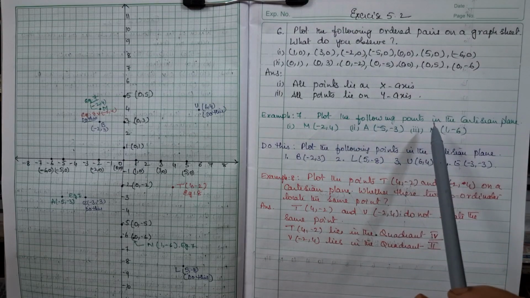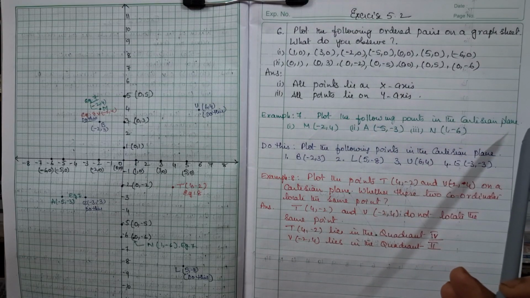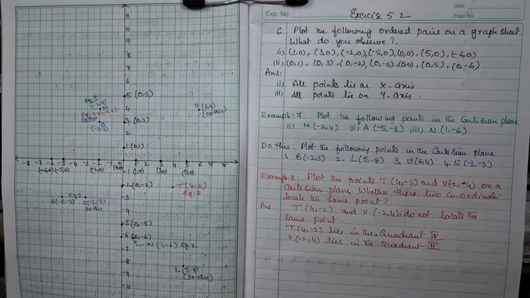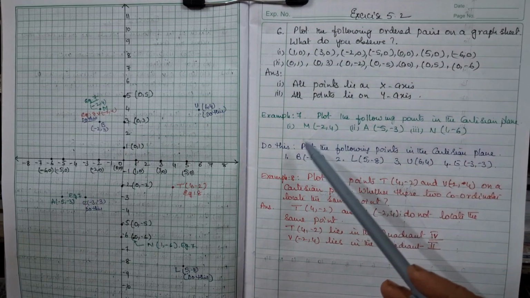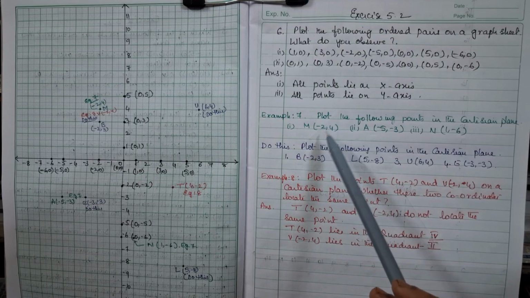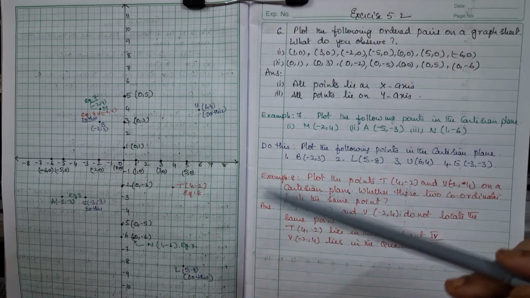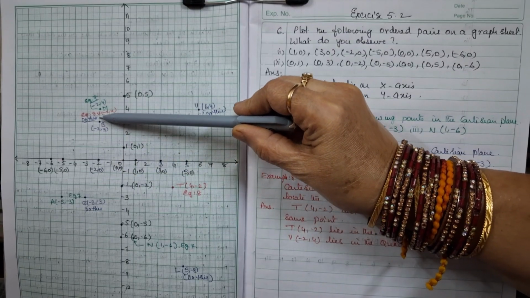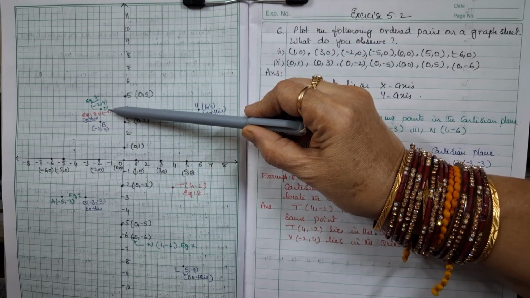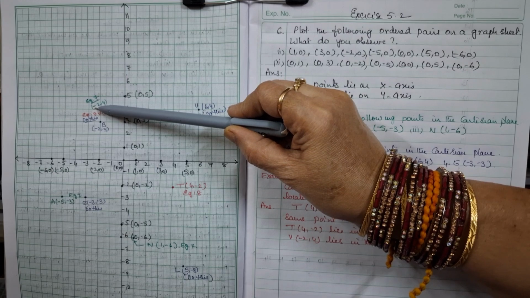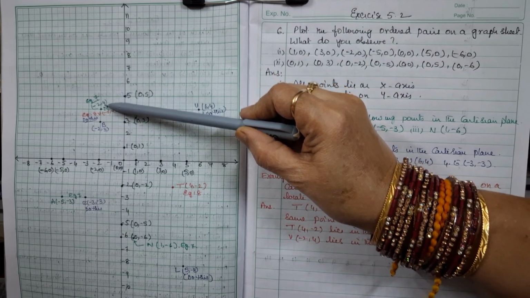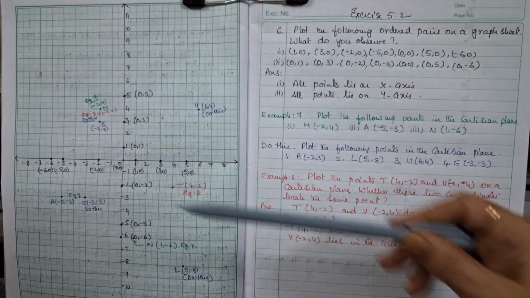Plot the following points in the Cartesian plane. I have to keep these points in the Cartesian plane, that is on x-axis and on y-axis. And m is -2, 4. So -2 is here and 4 is here. So this is the point. So I wrote here m and the ordered pair -2, 4. I have written here example 7, children. This is example 7 answer.